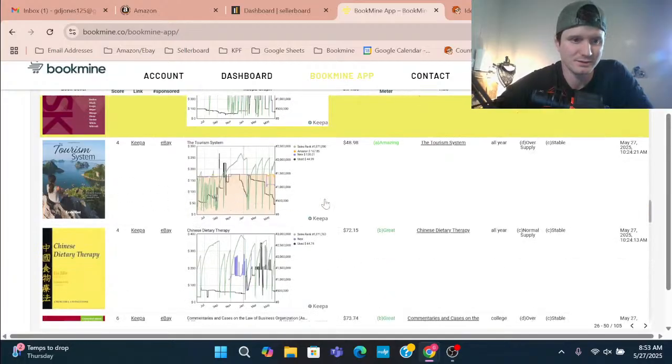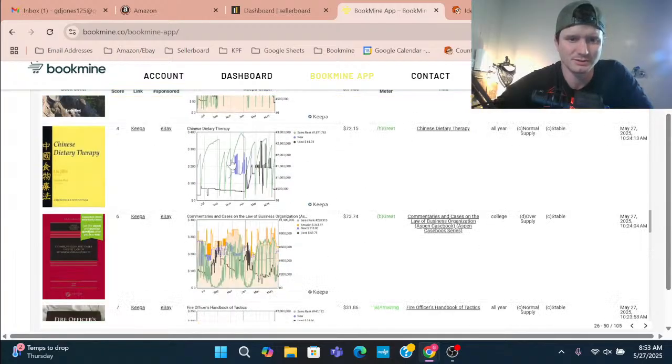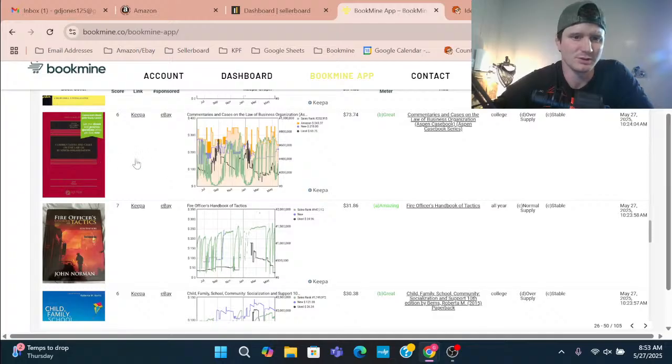Let's see here. I looked at this book the other day. I think that I'm not eligible to sell it or something. Something was up with it. Here's one of those. This is an amazing looking graph right here. You want to see these dips right here with the sales rank and then the spike with the used offer counts, price. It's just an amazing graph.